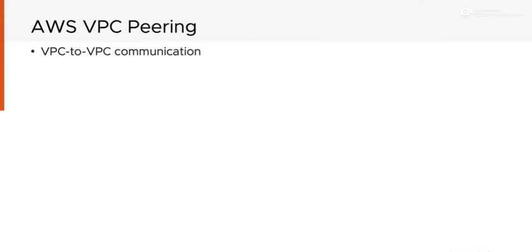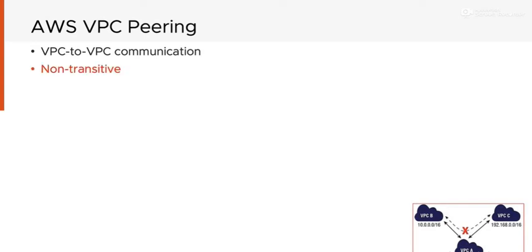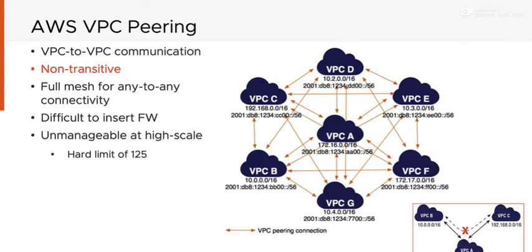Let's get into one of the native AWS networking constructs called VPC peering. This primarily allows VPC to VPC communication. One important point here, though, is it's not transitive. So VPC A and VPC B can communicate with each other, as well as VPC A can communicate with VPC C, but B and C can't communicate with each other. It's not transitive. So you need full mesh for any-to-any connectivity.